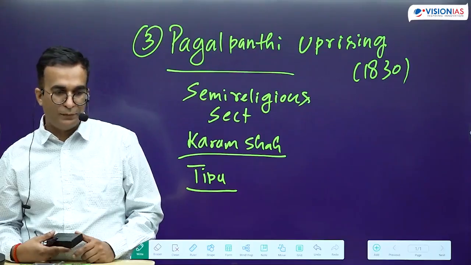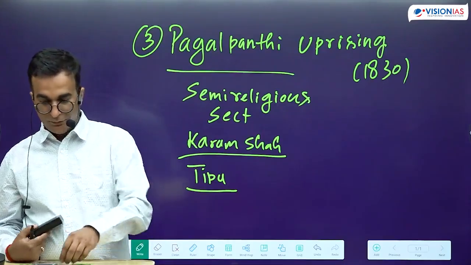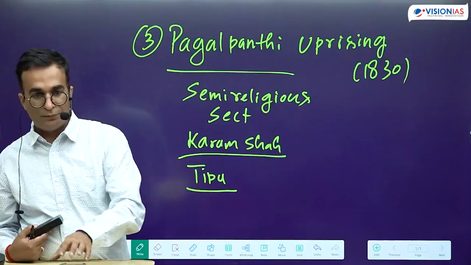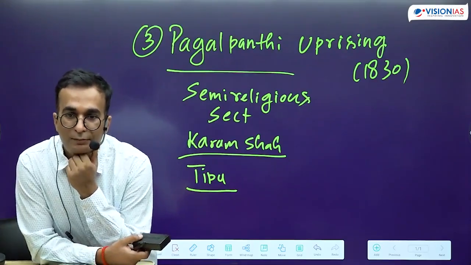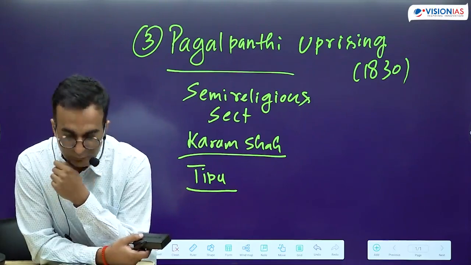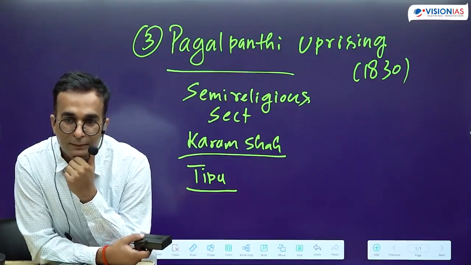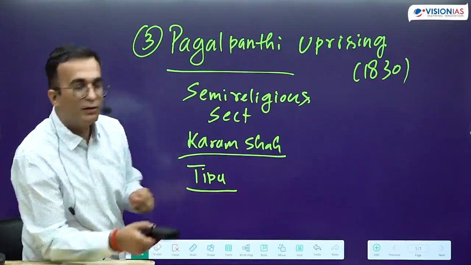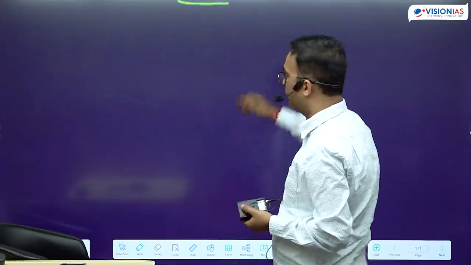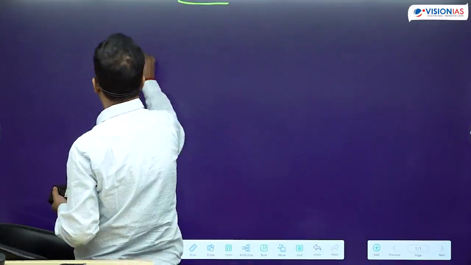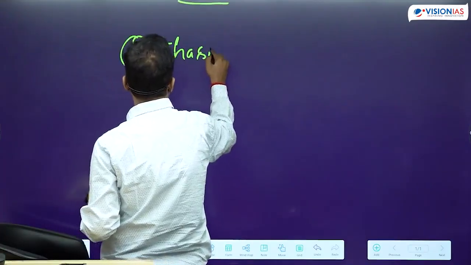And not submit before exploitative people. So this is what is about the third one, Pagalpanthi. Then next you write fourth, Khasi uprising.